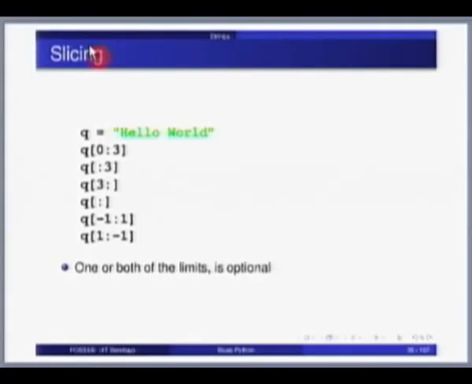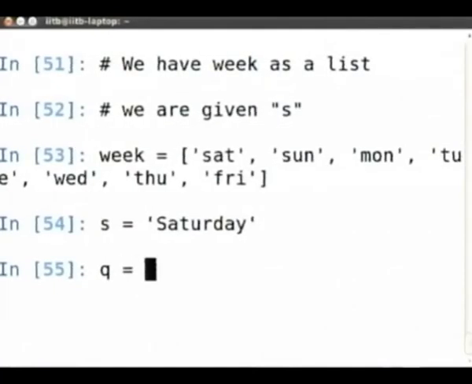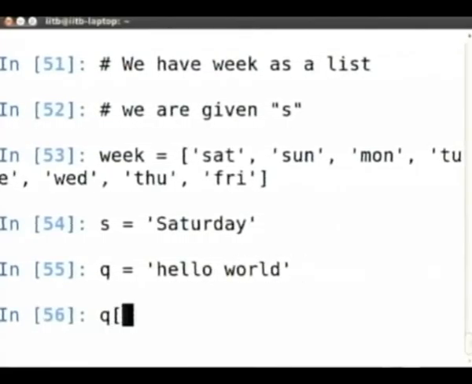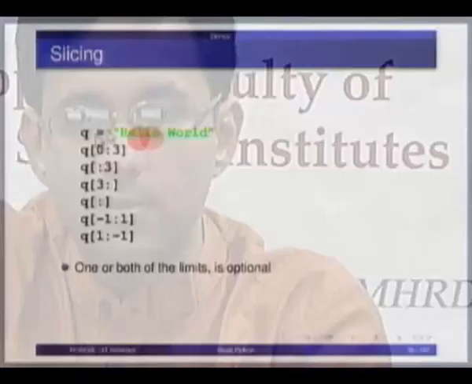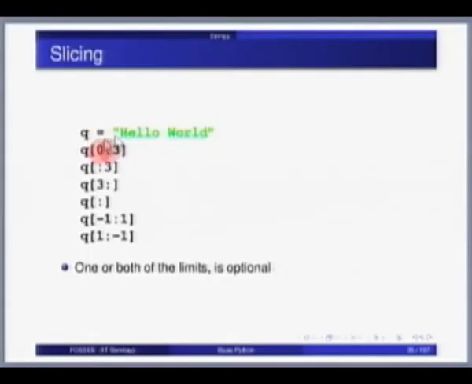The answer is to do slicing. So let us look at some slicing examples to get you refreshed. So what is this going to give me? Q of 0 colon 3. What is the answer? So let's switch to the slides. I want you to give me the answers. Q of 0 colon 3 will be H E L, right? 0, 1 and 2.